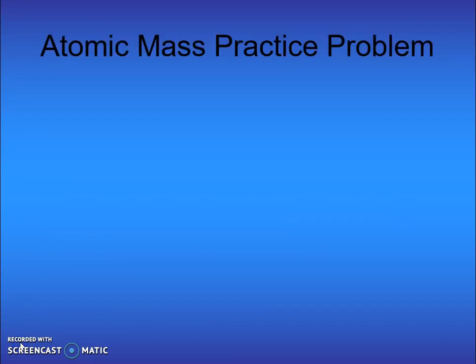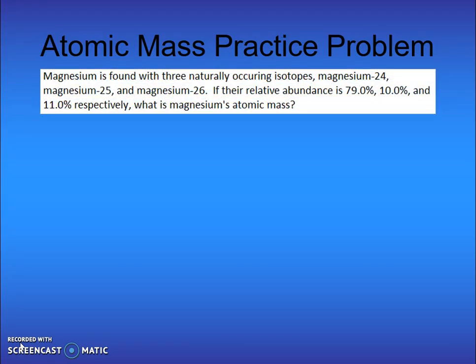So we'll take a look at magnesium, and how can we get magnesium's atomic mass? Magnesium is found with, just like neon, 3 naturally occurring isotopes, magnesium 24, magnesium 25, and magnesium 26. And the relative abundances for those 3 isotopes is 79%, 10%, and 11%, again in that order respectively. So what is the atomic mass for magnesium? So I can't just take 24 plus 25 plus 26 because they're not found in equal proportions. If it was 33% for each, you could, and then obviously the average would be 25. However, they're not in equal proportions, so we have to account for that.